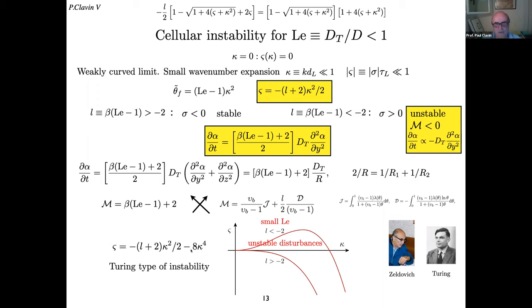In a sense, the thermal diffusive instability tells you that the very small wave numbers are stable, and you have an instability, thermal diffusive instability, for the large wave number, in an unstable range if the Lewis number is small. If the Lewis number is large, now you are unconditionally stable. This means that the thermal diffusive mechanism is stabilizing and does not destabilize.